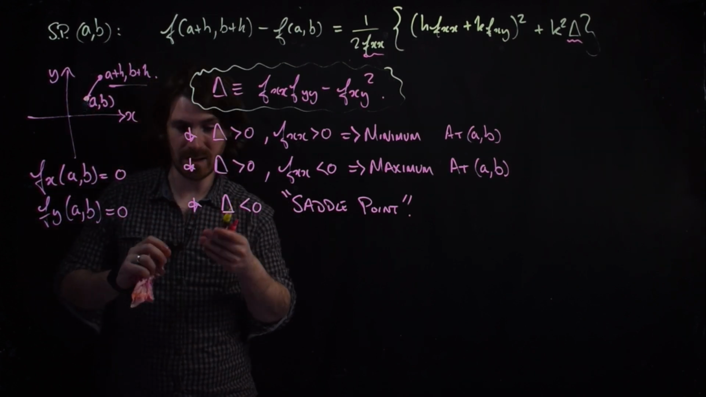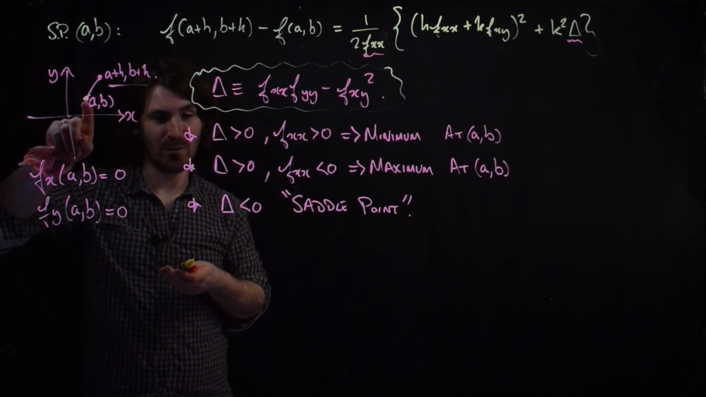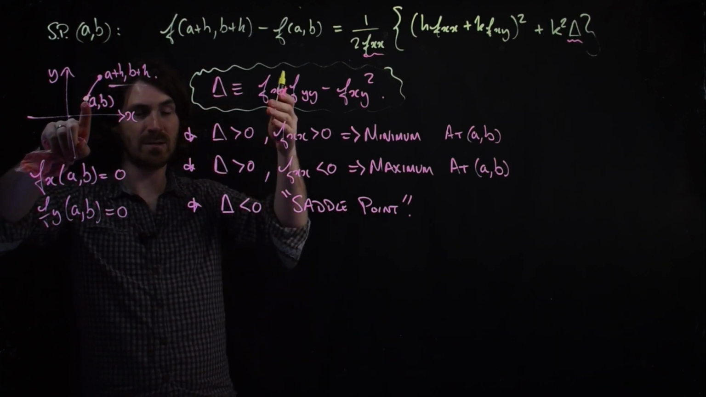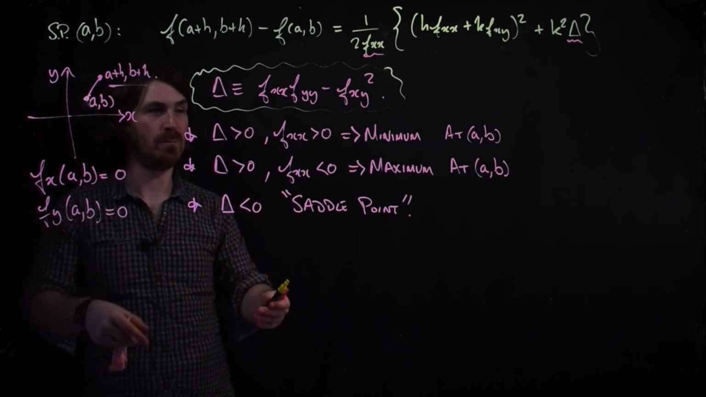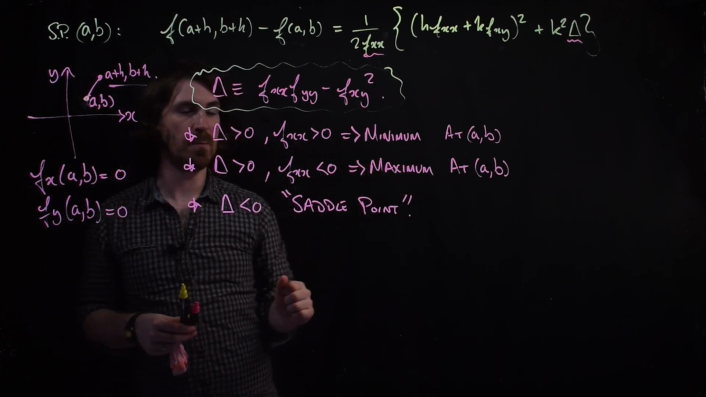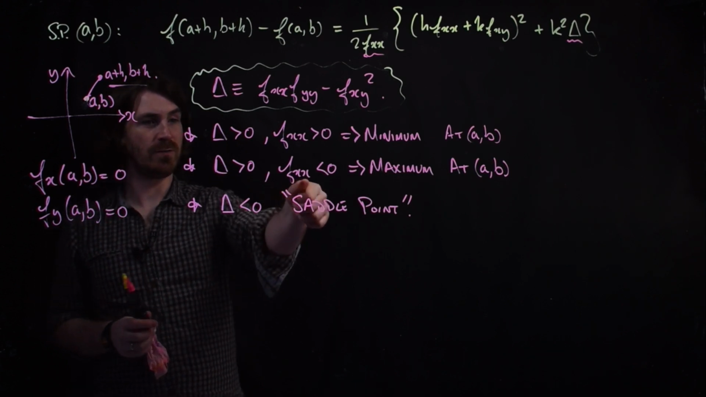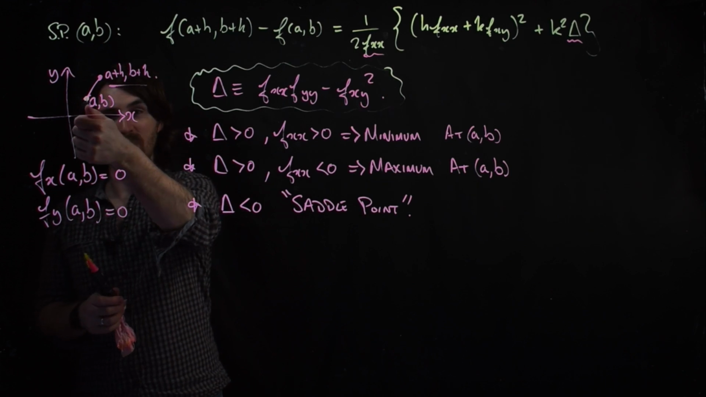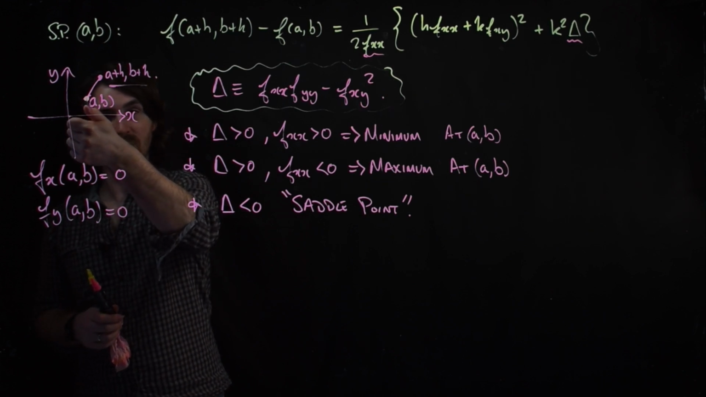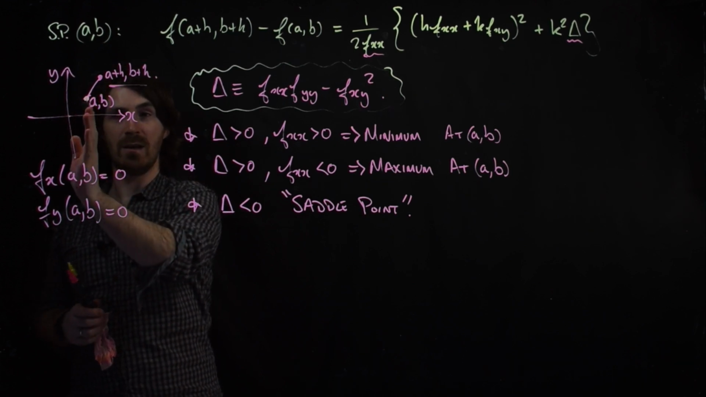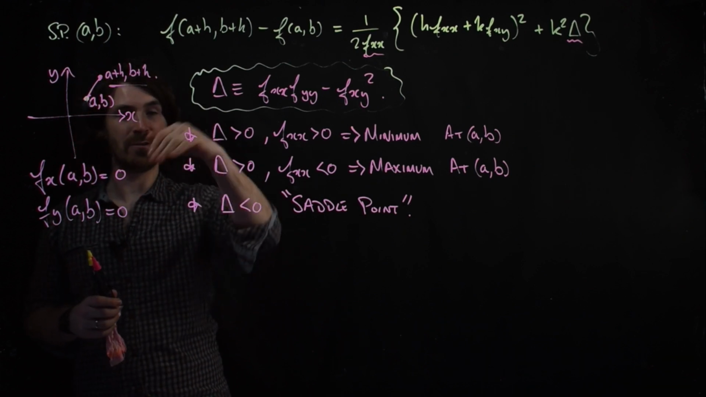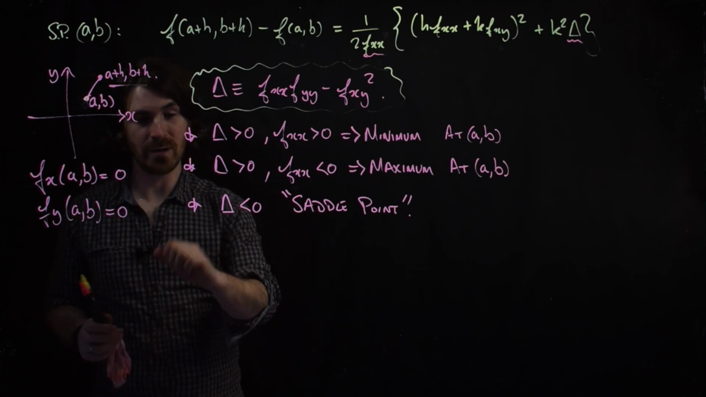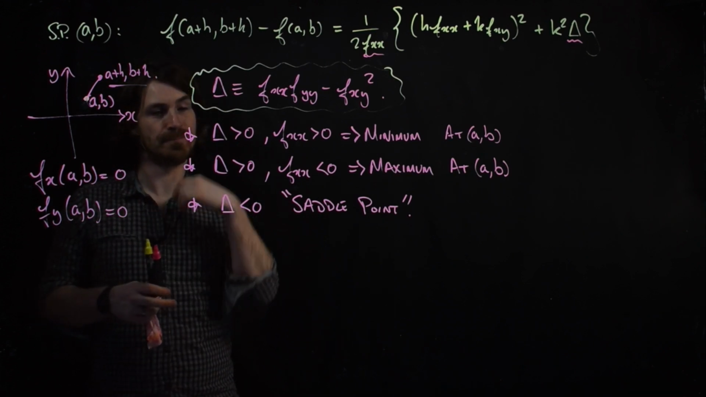So if you're standing at point a, b, and if you walk in the direction a plus h, b plus k, the function increases, it means you're standing at the minimum. Okay, so that's the minimum. And then the alternative case is if f_xx is less than 0, then it means you're standing at the maximum. Okay, so you're standing at a, b, and as you move away from a, b, the function decreases. So if you walk and you go downhill, then you were at the maximum.